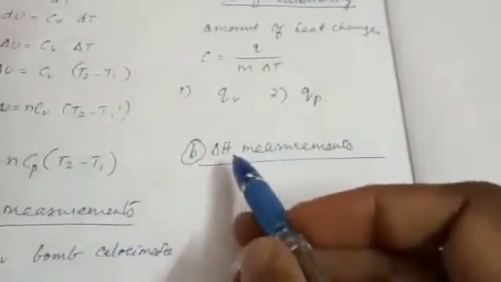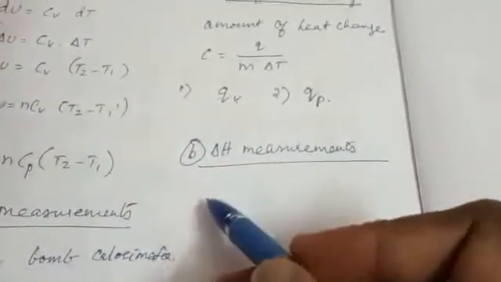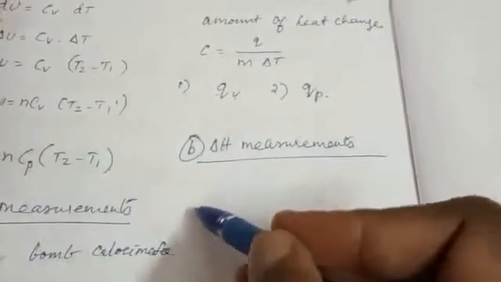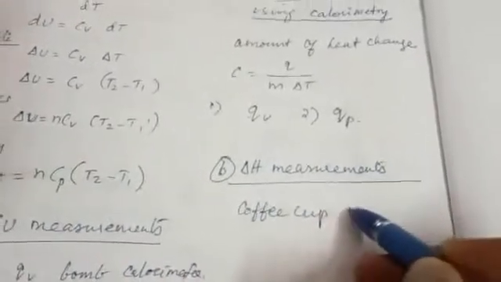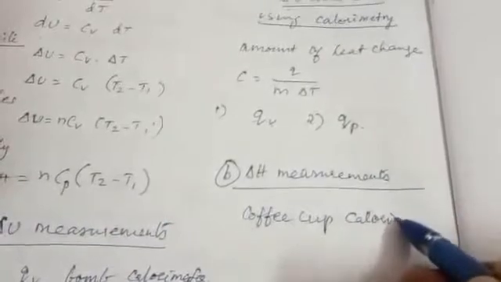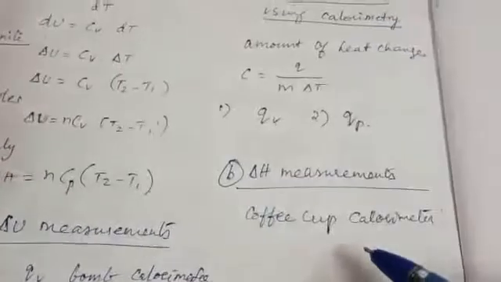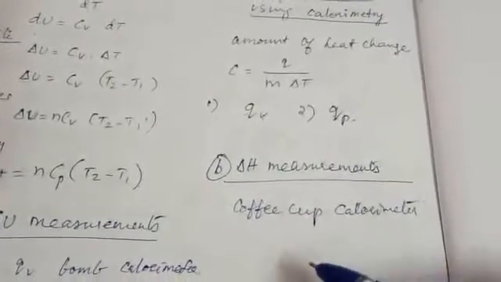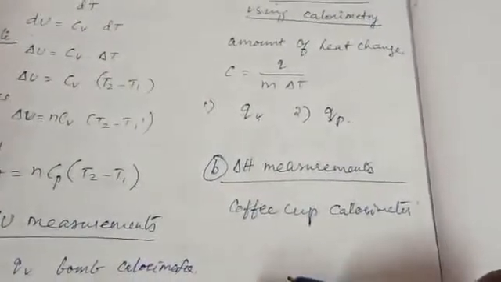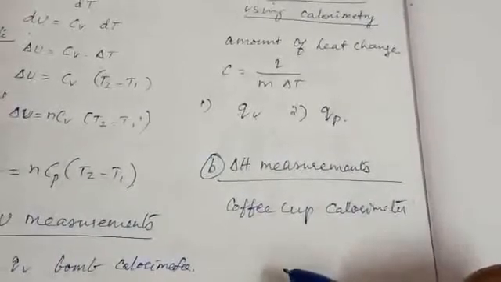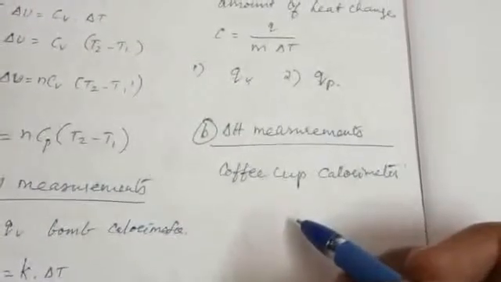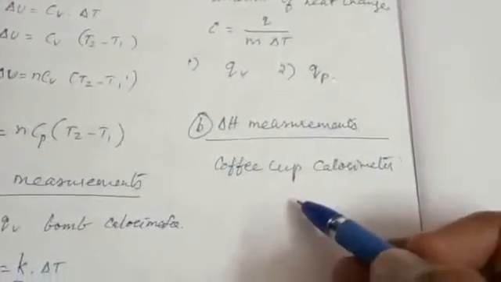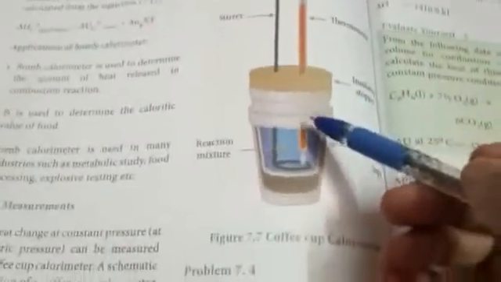Next, B. Delta H measurement. Heat change at constant pressure at atmosphere can be measured using a coffee cup calorimeter. The systematic representation of the coffee cup calorimeter is given with labels. It acts as a good adiabatic wall and does not allow the transfer of heat produced during the reaction to the surroundings. The entire heat energy is absorbed by the water inside the cup.